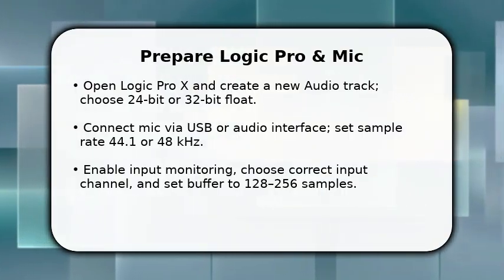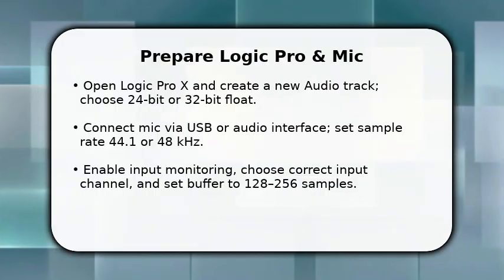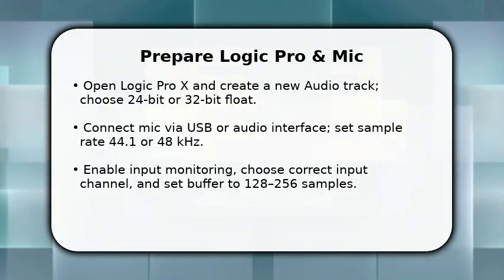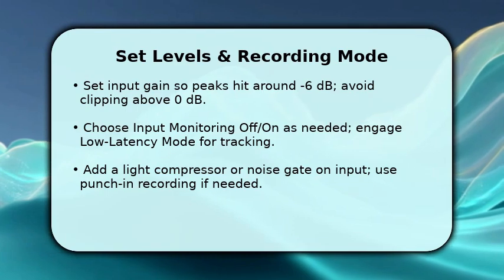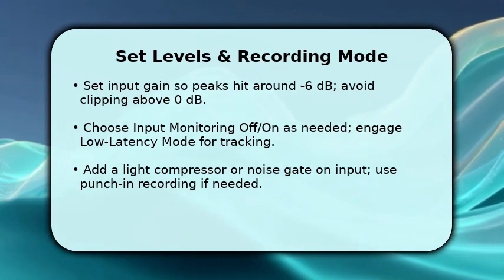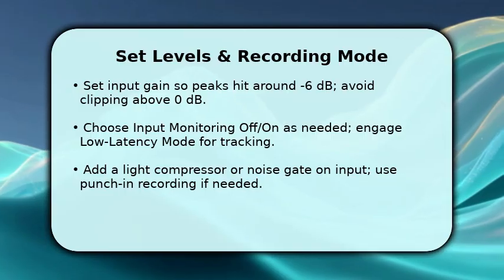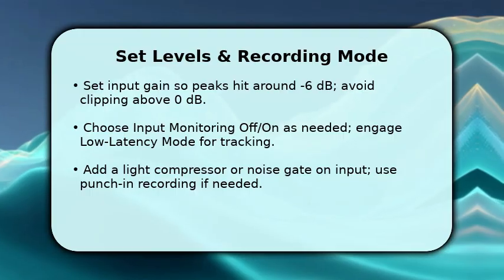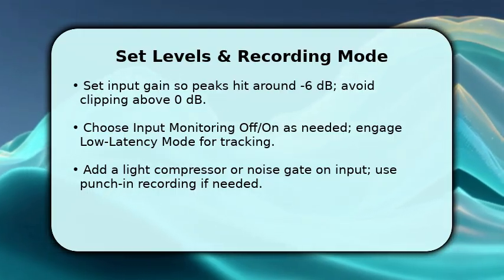Once done, enable input monitoring on the track and set buffer size to 128 or 256 samples. Now you dial in levels and choose recording mode to capture clean takes. Begin by adjusting input gain at the interface so peaks sit near -6 decibels. That gives headroom and prevents clipping above 0.